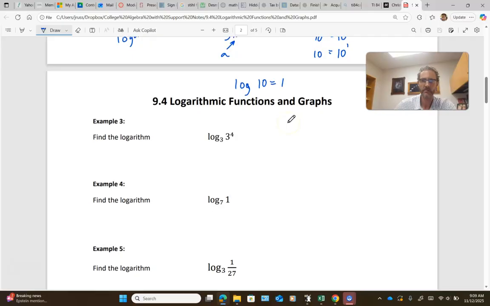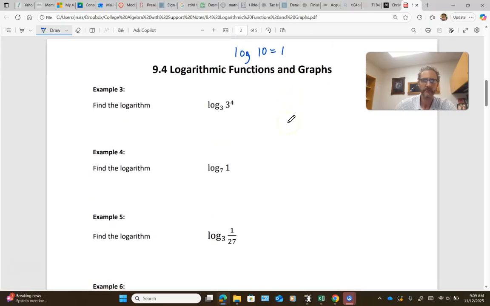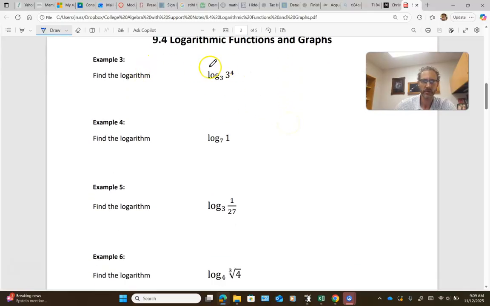Alright, now let's look at some a little more complex ones. So it says find the logarithm. So here, interestingly, what we have in place of x is this exponential expression, 3 to the fourth, okay? And then the base, in this case, is 3.